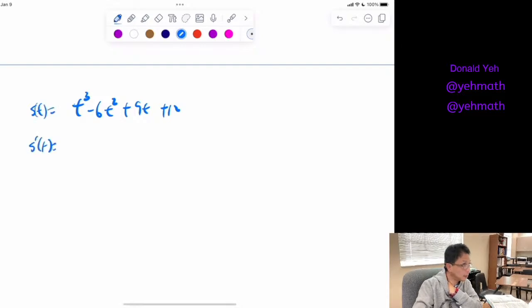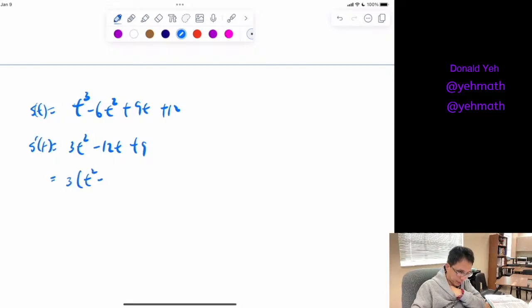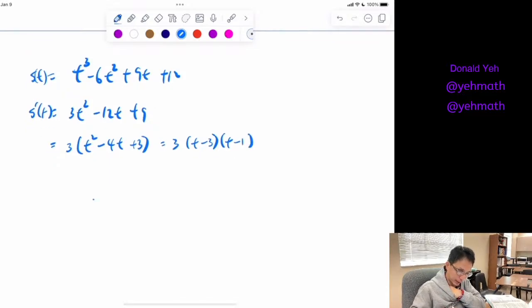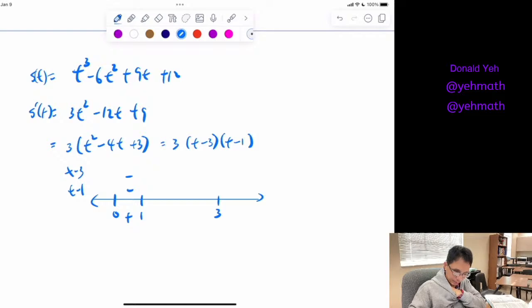So s prime of t, which is the velocity, is 3t squared minus 12t plus 9. Take out 3, I get t squared minus 4t plus 3. So it's equal to 3 times (t minus 3) times (t minus 1). Is that okay? So I'll do a number line, starting with 0, 1, and 3. t minus 3, t minus 1. Before 1 it's negative, negative, positive; between 1 and 3 it's negative, positive, negative; after 3 it's positive, positive, positive.